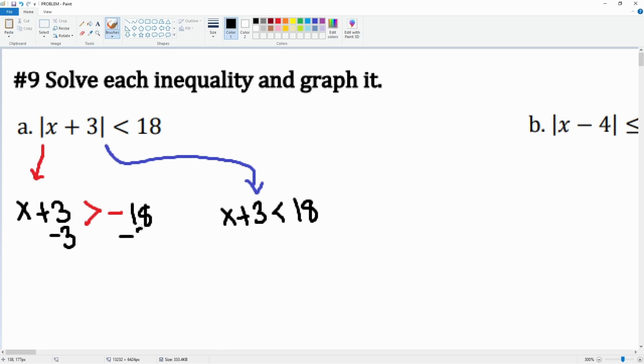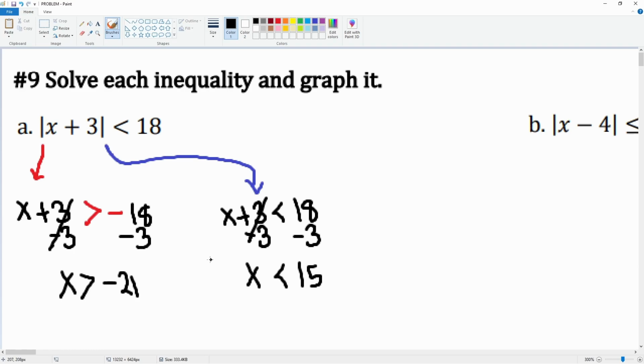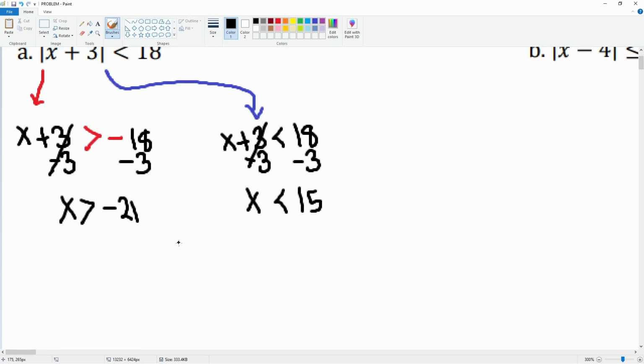We're going to subtract 3 from both sides. This cancels, leaving you with x is greater than negative 21. Same thing on the second inequality. We subtract 3 from both sides. This cancels. x is less than 15. So this would be its answer: x is greater than negative 21 and x is less than 15.